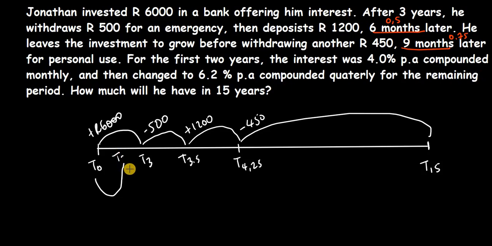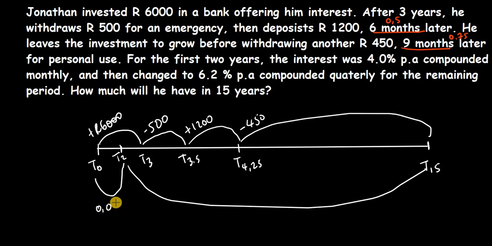So here we must have T2, and then the interest was the same. So the interest here was 4%, which is 0.04, compounded monthly. So you divide by 12, and then it changed to 0.062, compounded quarterly, for the remaining of the period. How much will you have in 15 years?